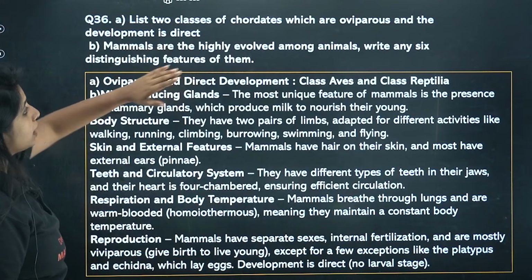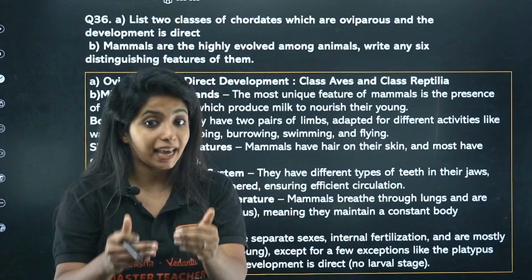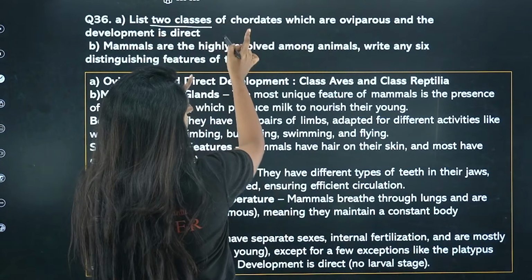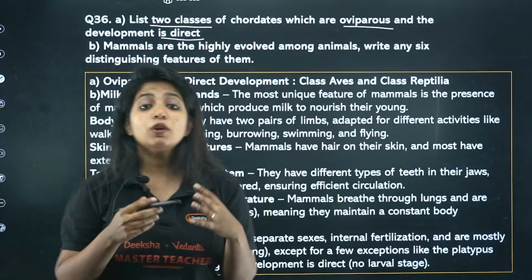List 2 classes of chordates which are oviparous. What do you mean by oviparous? Oviparous means an organism that lays eggs. But the question does not end over here. They are asking you to give 2 classes of chordates which are oviparous and also show direct development. What do you mean by direct development?